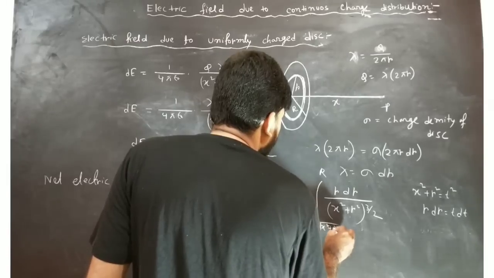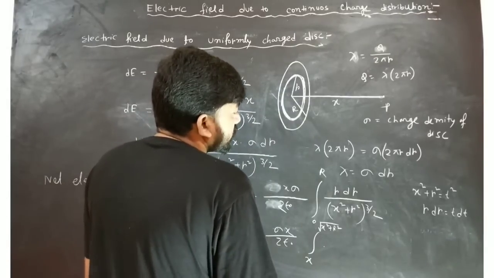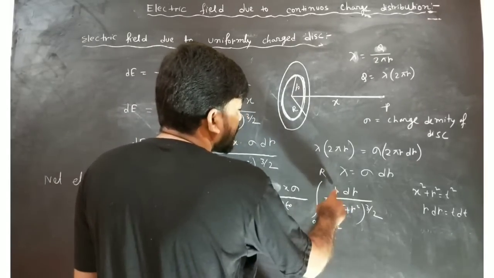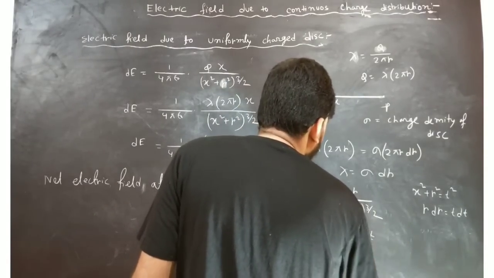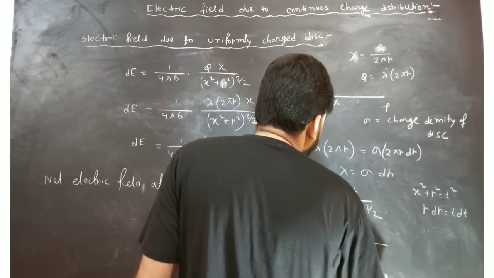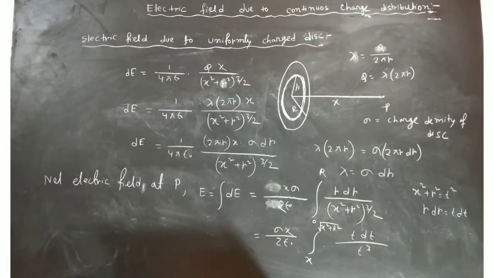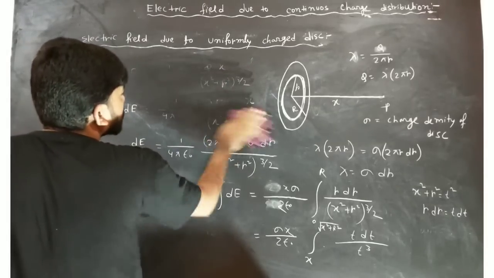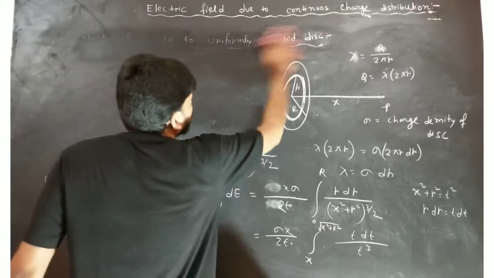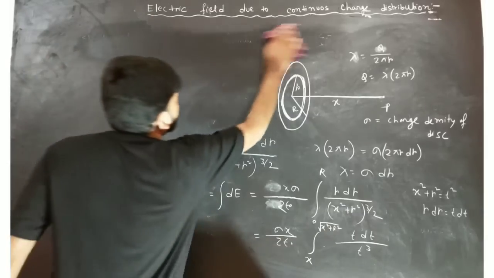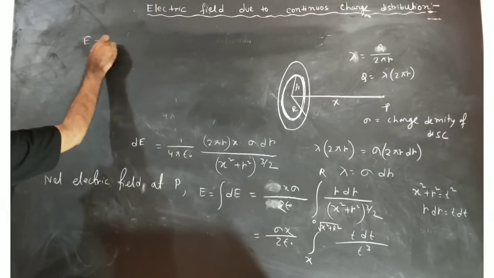So it will be root x square plus r square, and this r dr means t dt, over t square to the power 3 by 2. t square to the power 3 by 2 will be t cube, and here is t, so it will be 1 by t square. Let me write it down: t dt divided by t square to the power 3 by 2, that means t cube. So now let me integrate this expression.